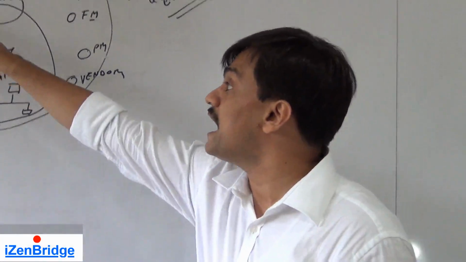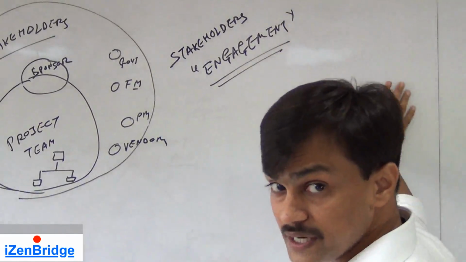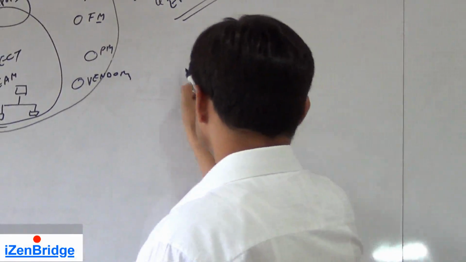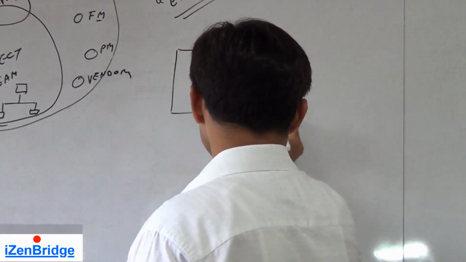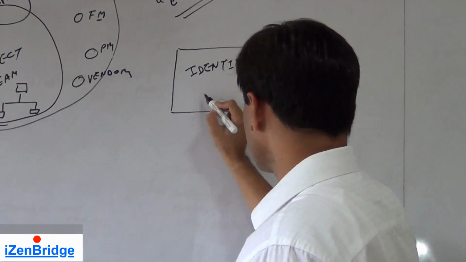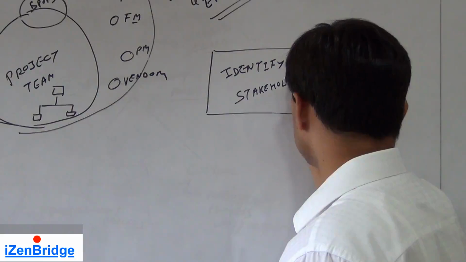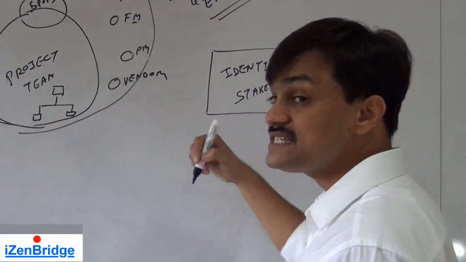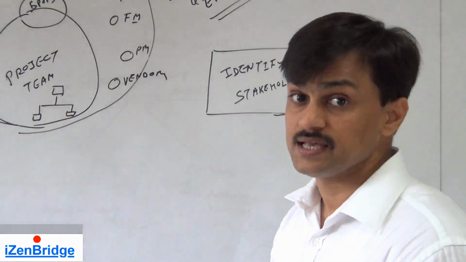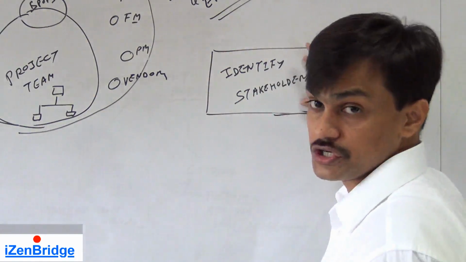First, we need to identify them. So the first process which comes under project stakeholder management is identification of stakeholders. So identify stakeholders. This is an important process as far as the exam is concerned because this is the second process in the initiating process group, and we only have 2 processes in the initiating process group. So do put a good amount of attention on identify stakeholders.